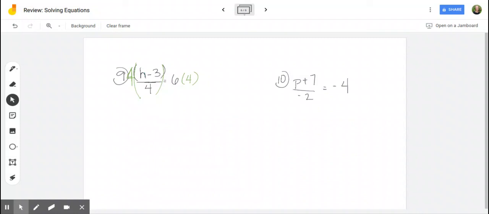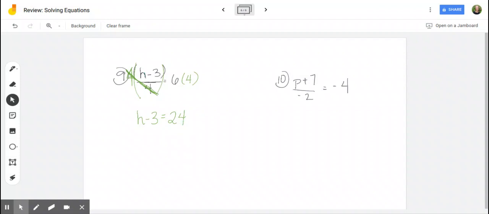Okay, and I know now the left side looks a little crazy, but the best part is the 4s actually cancel each other out. So you're just left with h minus 3. And then all of a sudden, it looks a little more simple again. Okay, and then for the right side, 6 times 4 is 24.